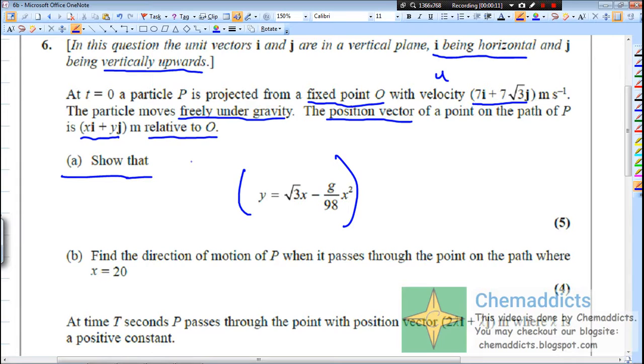Today we're going to solve a problem related to mechanics. The topic for today is projectile. So let's start. In this video tutorial we're going to solve the second part of this question.